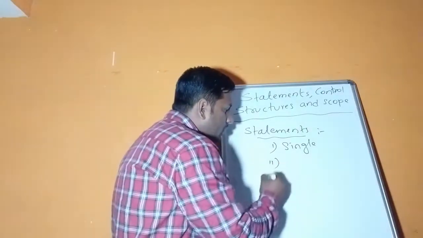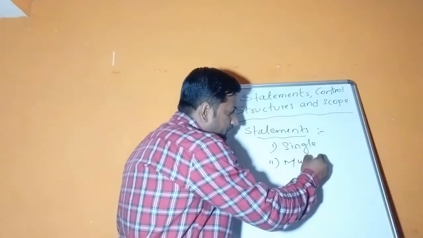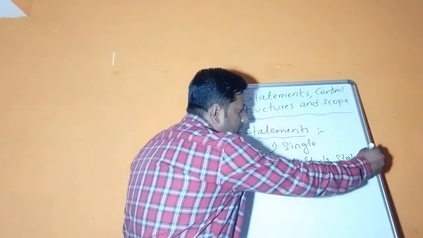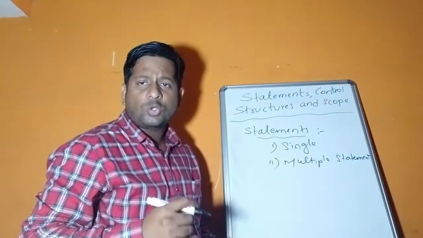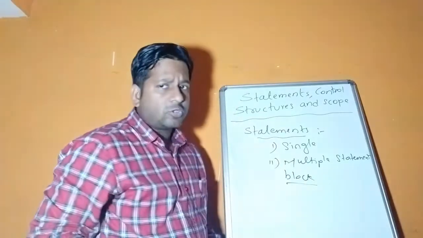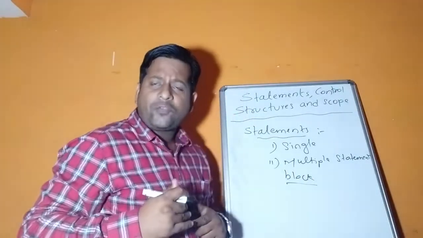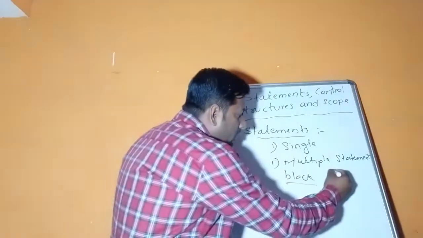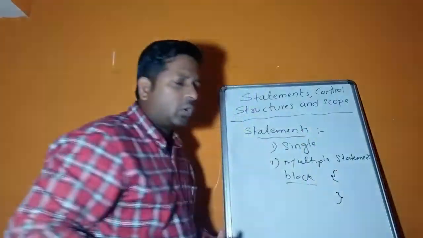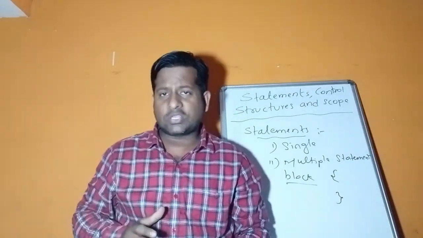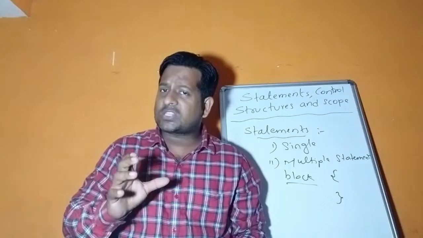Number two is multiple statement. Multiple statements are also known as a block. That means a group of lines, or a group of expressions under curly brackets, are known as a block, or multiple statement, or even compound statement. Is it clear, children? What are statements?